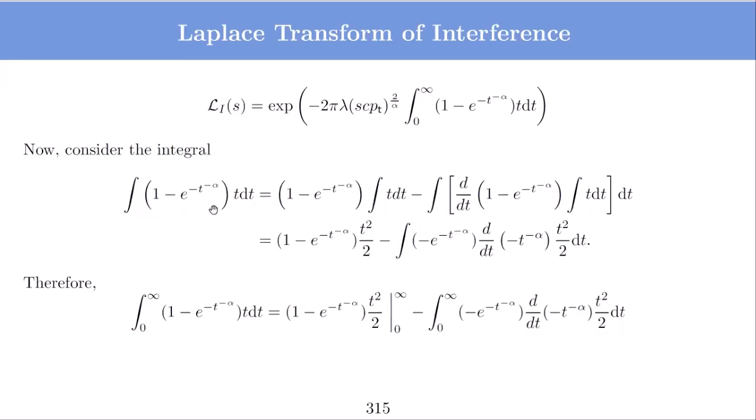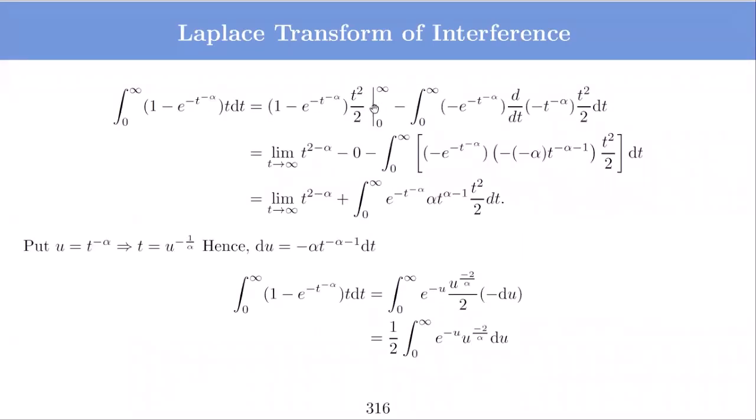So this will be my first part, and the second part will become 1 minus e to the power minus t minus alpha, integration of t dt, minus the derivative of this term, t dt. Okay, so this will become 1 minus e to the power minus t minus alpha t square by 2, and then this will become this term. Now I will apply the limit from 0 to infinity to these two terms.